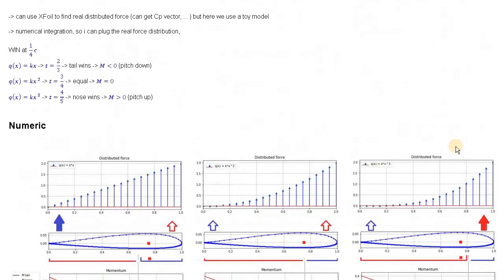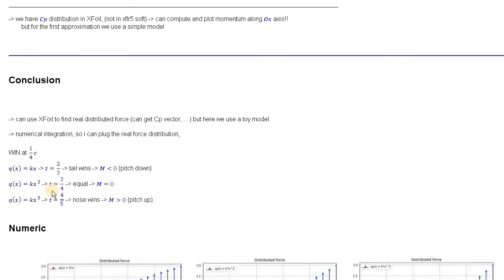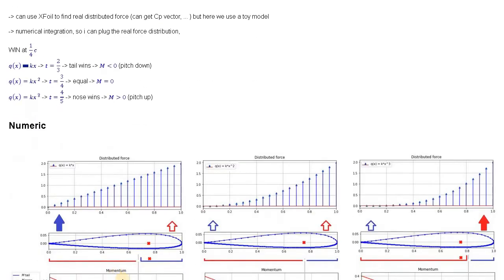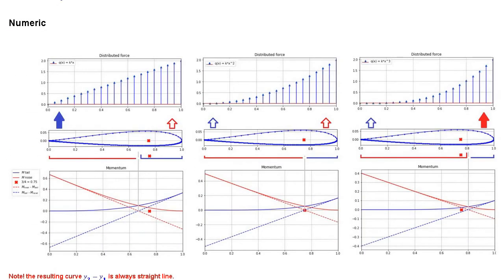Okay, and just to summarize, if you have those toy kind of models, then if you have, let's say, this function, then the tail wins, and you have negative momentum or pitch down momentum. If you have this function, you have the momentum equal 0 at the point at which usually they measure the momentum. And if you have the cubic distribution, then you have momentum greater than 0, and you have pitch up momentum. Okay? And now we are ready for the important question.